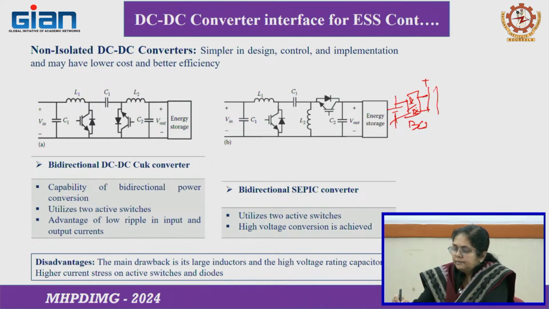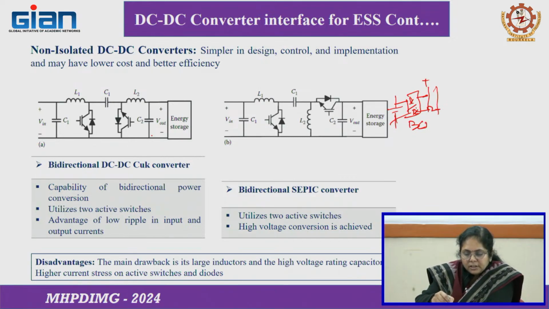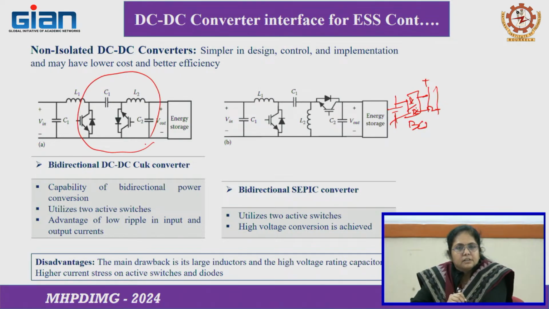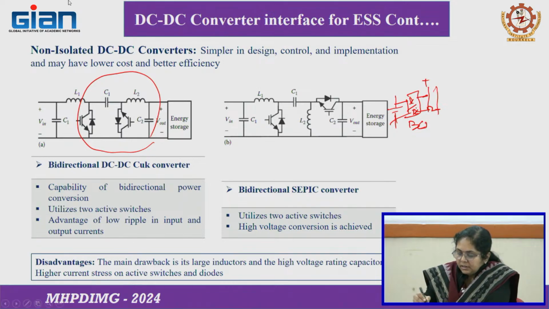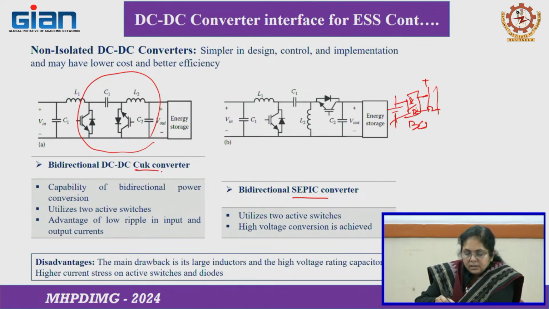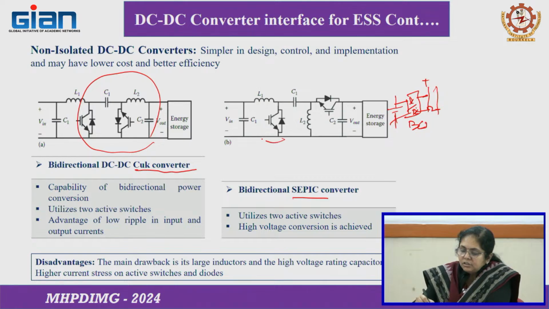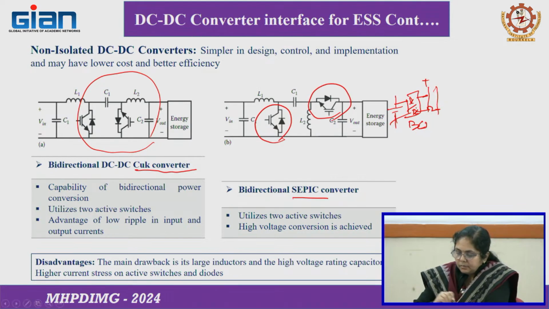And here, among the topologies, I am discussing first the Cuk converter and the SEPIC converter, which are also used. These two converters use two active switches, and there are the filter and other components. The advantage is that it gives low ripple input and output currents compared to the other one, but the number of components is higher, and it uses two active switches.